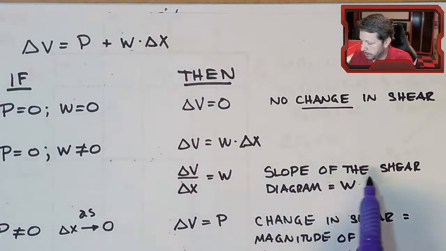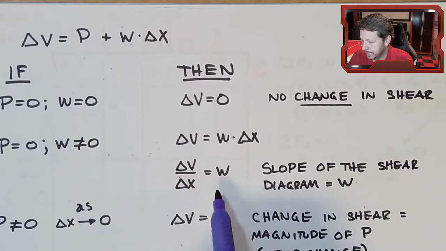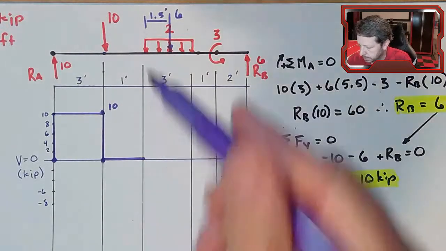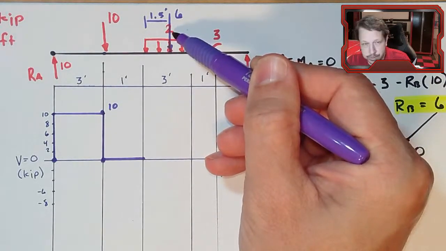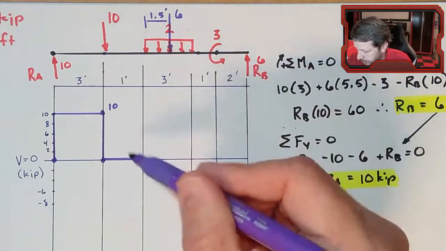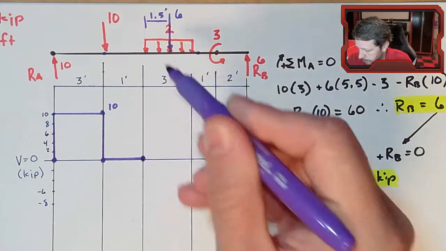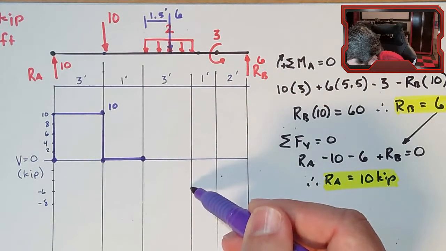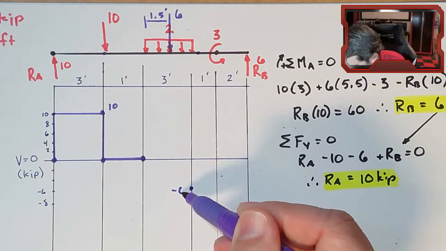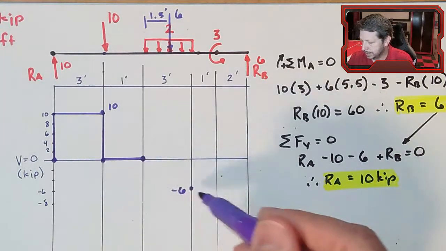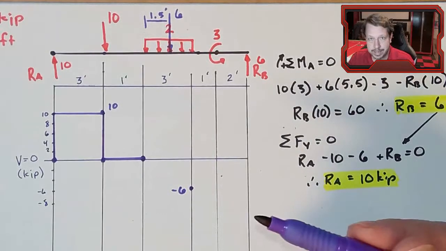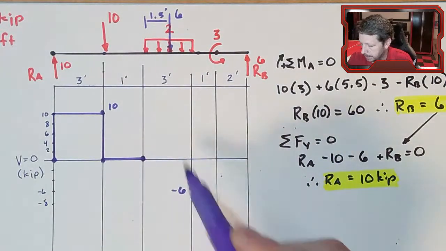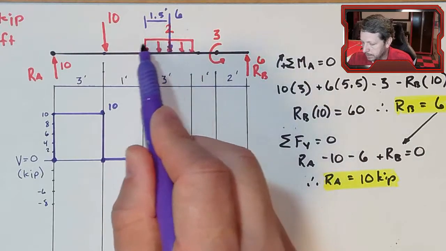The slope of the shear diagram in this section is equal to W. So W, it's right here, is actually a negative 2 kips per foot. So I started at 0. From this point to this point, I'm going to decrease by 6. So I'll go down to, here, negative 6. And the connection between here is a straight line, because the slope of this line is determined by what's going on in your distributed load.